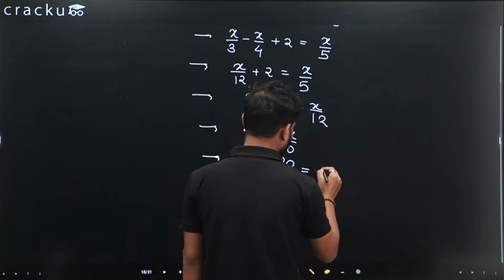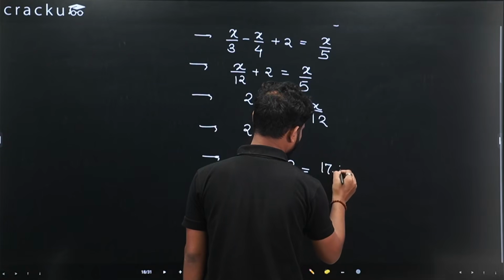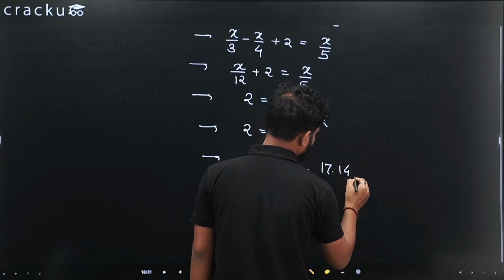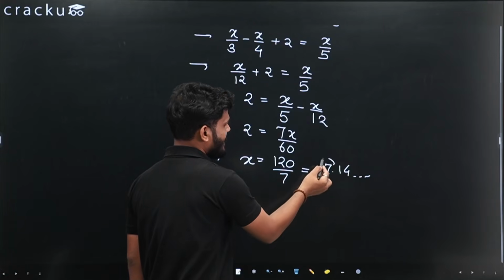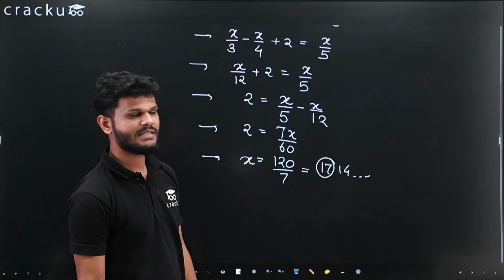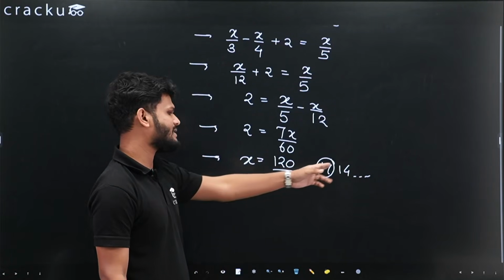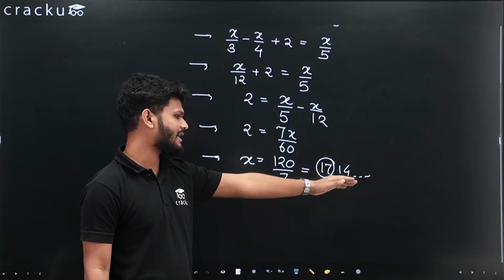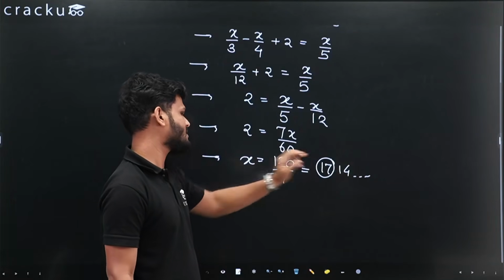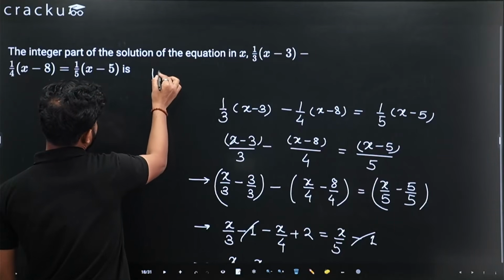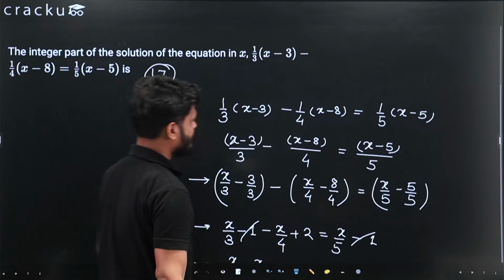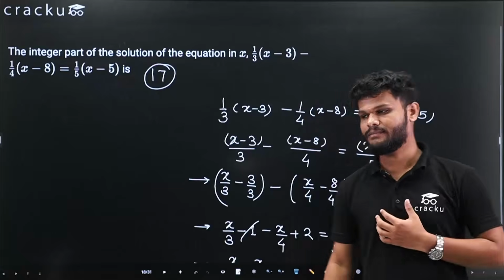This is nothing but 17.14 something something. So we don't need that part. What we need? We just need the integer part, and the integer part is what? 17. So x is equal to 17 point something. We don't care about what is after the decimal. We just need the integer part. So it is 17. Hence, the answer to this question is 17. This is how you can solve this question.